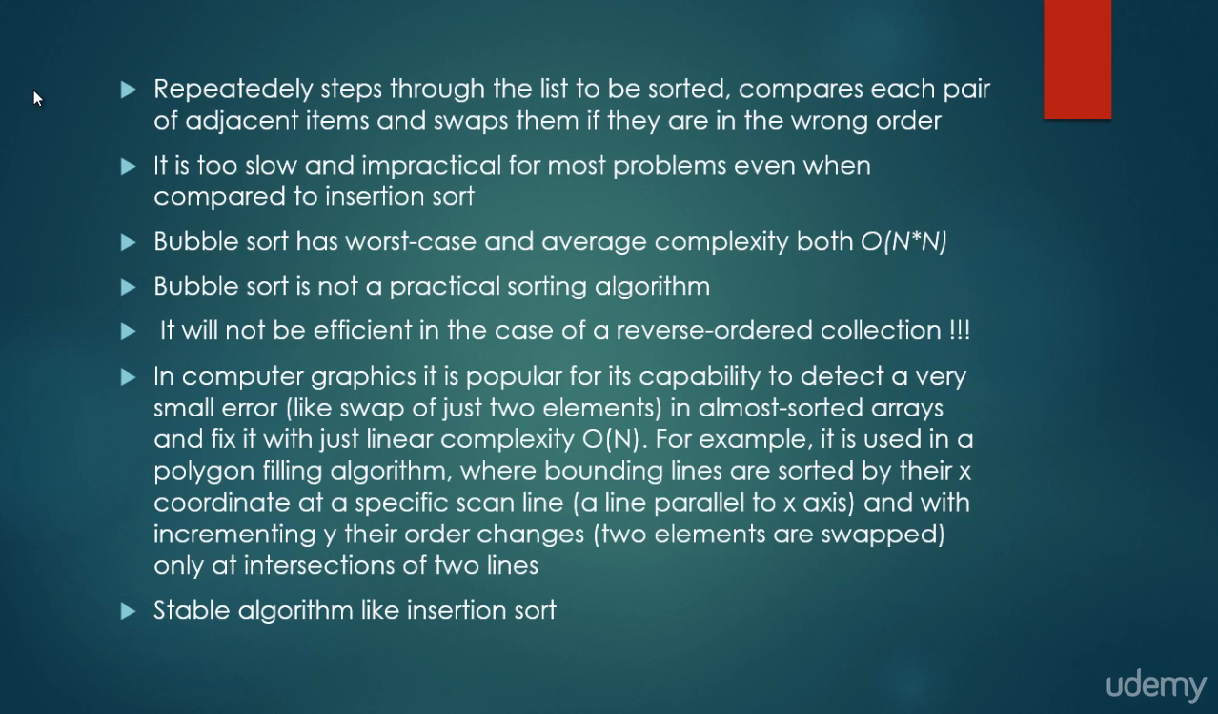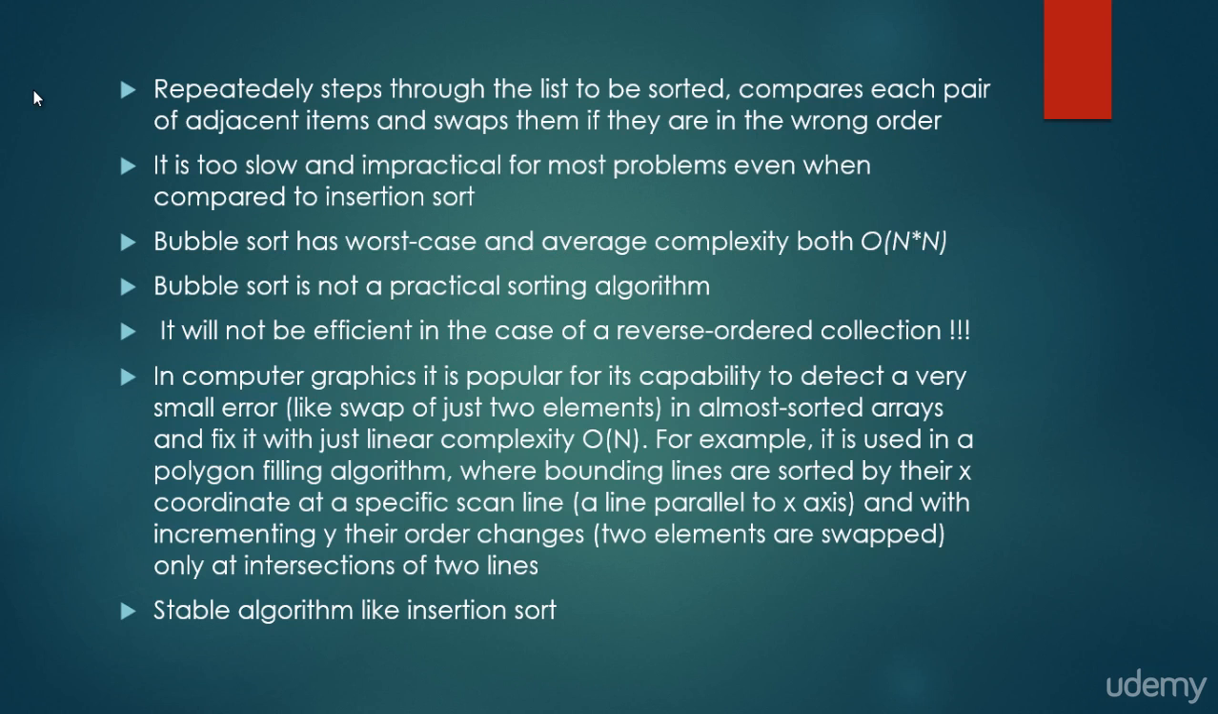For example, it is used in a polygon filling algorithm where bounding lines are sorted by their x-coordinate at a specific scan line, a line parallel to the x-axis, and with the incrementing epsilon, their order changes, the elements are swapped only at intersections of the lines. So in these special cases, bubble sort can beat, for example, much more efficient algorithms such as merge sort or quicksort, and we can solve this kind of problem with linear time complexity, which is very, very efficient.